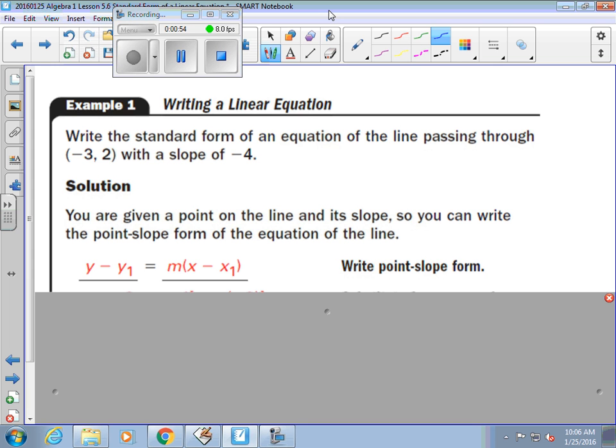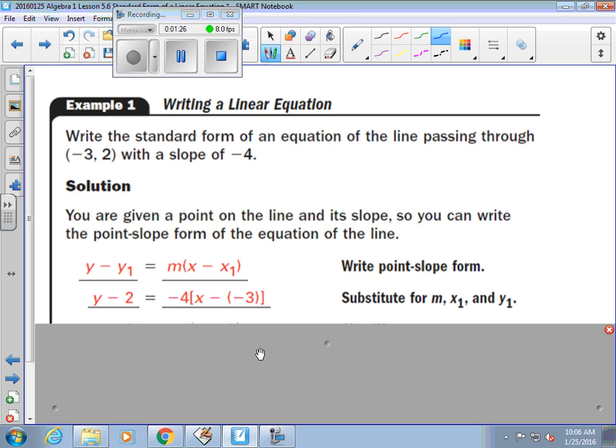Example 1 is writing a linear equation. It says write the standard form of an equation passing through the point (-3, 2) with a slope of -4. So it gives you a point and a slope. We've learned two forms of an equation before today, slope-intercept form and point-slope form. Since they give us a point and a slope, we should use point-slope form, which is y minus y sub 1 equals m times x minus x sub 1.